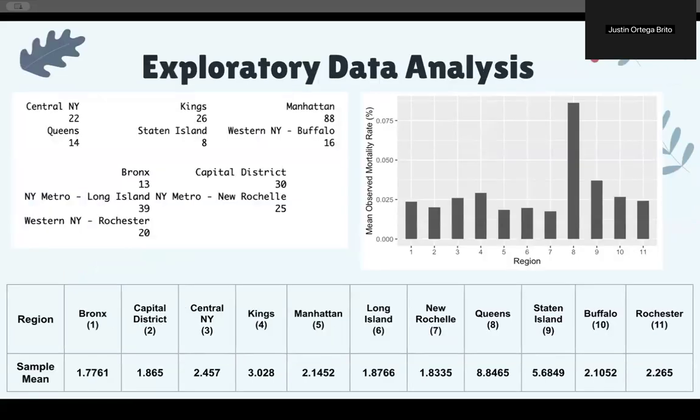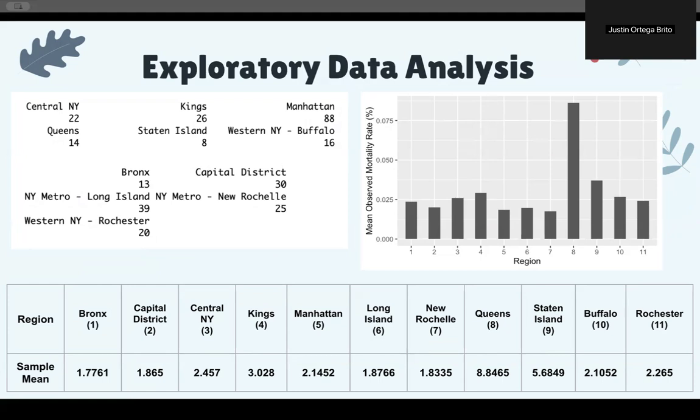Moving on to our exploratory data analysis, to the left is a table of the number of observations per region. Staten Island has the least number of observations with 8, while Manhattan has the largest number of observations with 88. And to the right is a bar chart of the observed mean mortality rates for each region.